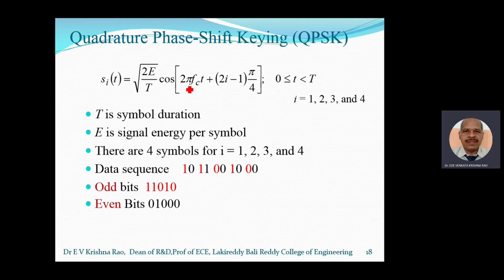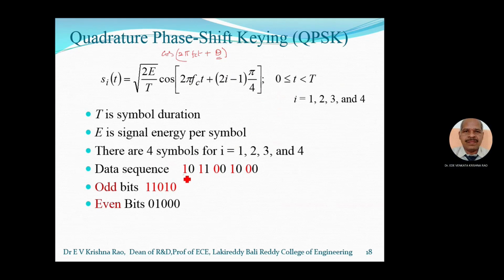So this is where the combination cos of 2 pi f c t plus theta, where theta phase is (2i minus 1) pi by 4. For i equal to 1, (2 minus 1) pi by 4; i equal to 2, (4 minus 1), 3 pi by 4; 5 pi by 4; 7 pi by 4. So that is the phase difference of pi by 2.